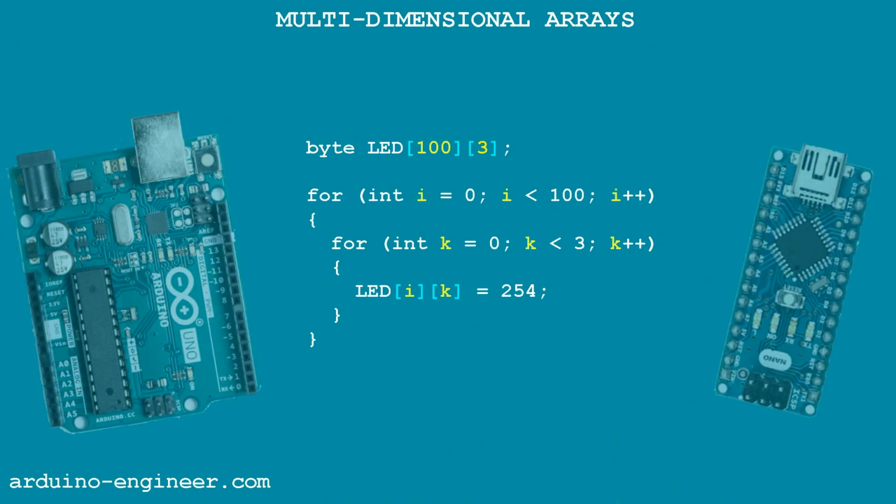But, if we want to automatically include all 3 colors, then the enumeration of all cells in the array can be done with 2 for loops. Here one cycle is placed inside another cycle. The first loop iterates 100 times, looping through the first index of the array using the variable i, each time activating the second loop. And the second loop iterates 3 times, sorting through the second index of the array using the variable k. As a result of executing this part of the program, all 300 cells of the array are assigned the number 254, which corresponds to the maximum brightness of the LED color.